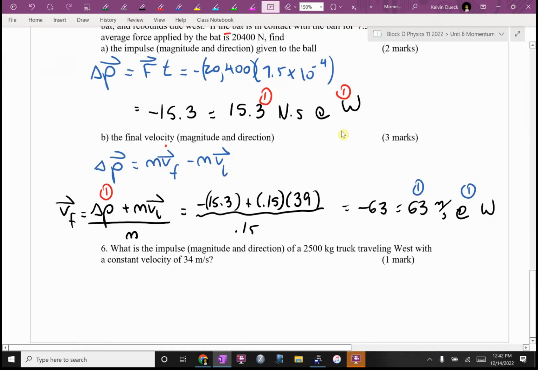What's the correct answer for number 6? Why 0? Shouldn't it be 2,500 times 34? That would be if I just said find the momentum. I didn't. I said find the change in momentum, the impulse. And if you're not speeding up or slowing down, 0, baby.